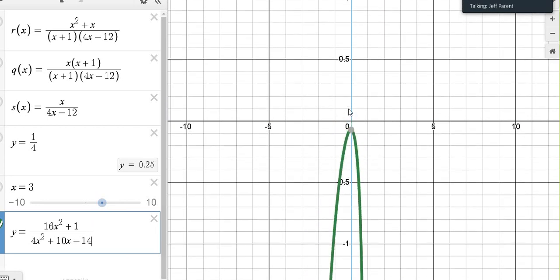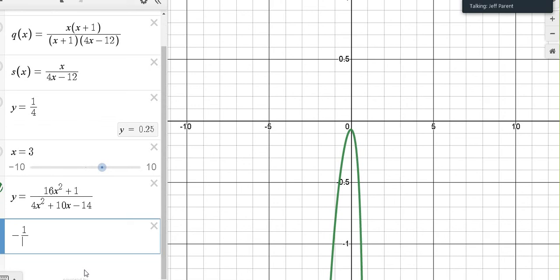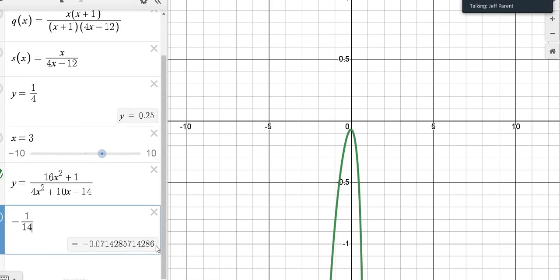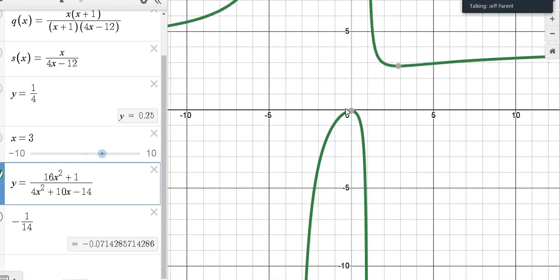Now I'm zooming in a lot here because I wanted you to see one thing. I think, Nick, you're picking up on it. Yeah. That it actually doesn't touch the x-axis. This number, if you type in negative 1 divided by 14, there you go. That number was our y-intercept. So it matches pretty good. It also matches what we expected in other ways.